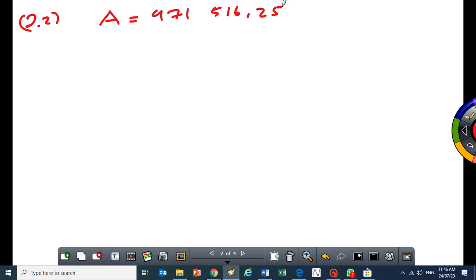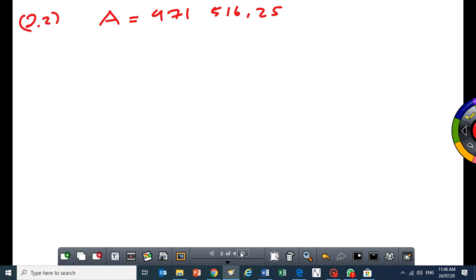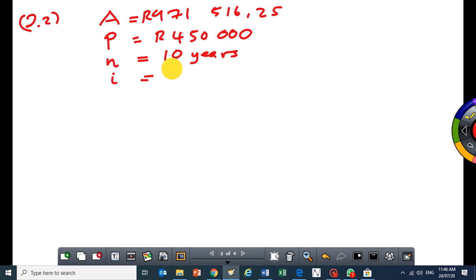971,516.25. Okay, I hope I wrote it nicely there. Let me just check. Okay, that's 971,516.25. Yeah. Okay, so that's my A. My P is the cost of the bus now. So that's the cost. Okay, our N is the number of years, that's 10 years. So we want to calculate I.